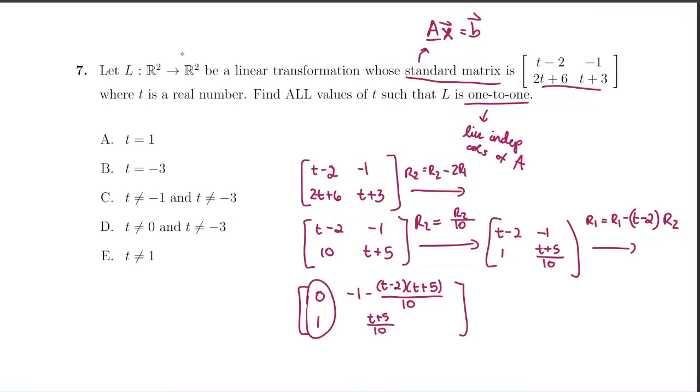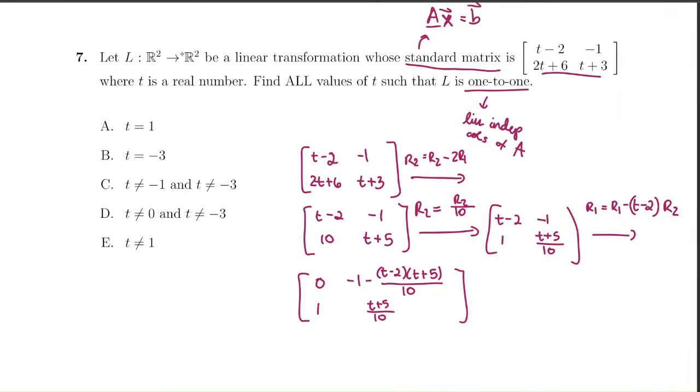Okay, and then now we look at these two rows, and we ask ourselves, for what values of T are these two columns going to be linearly independent?